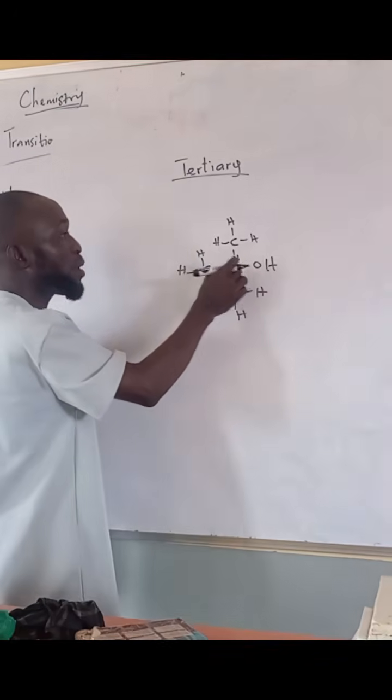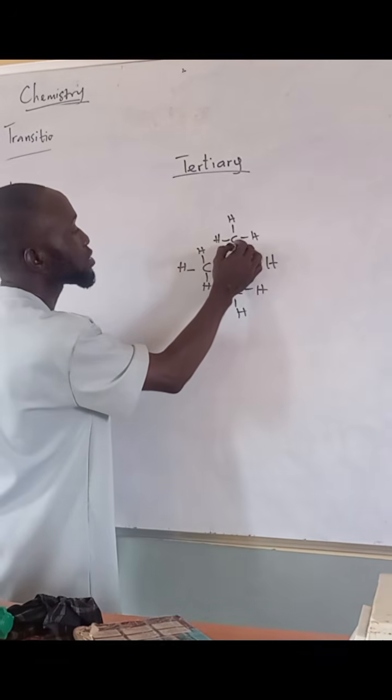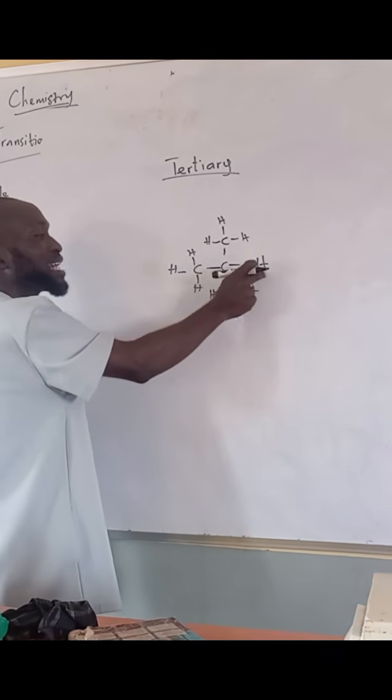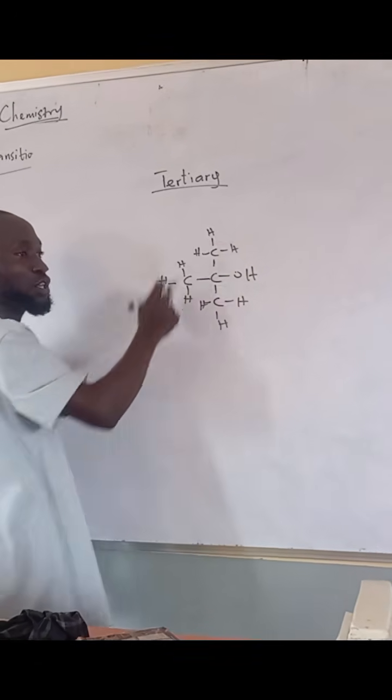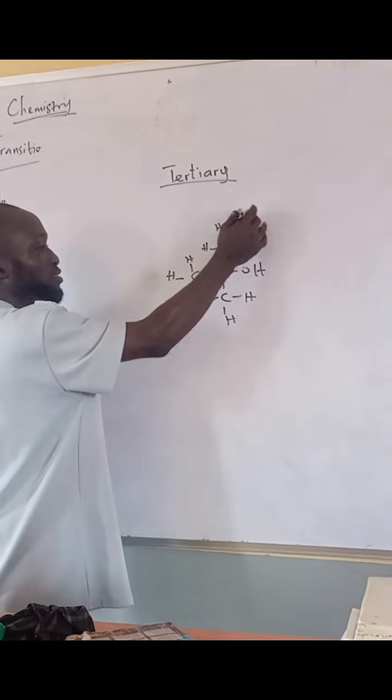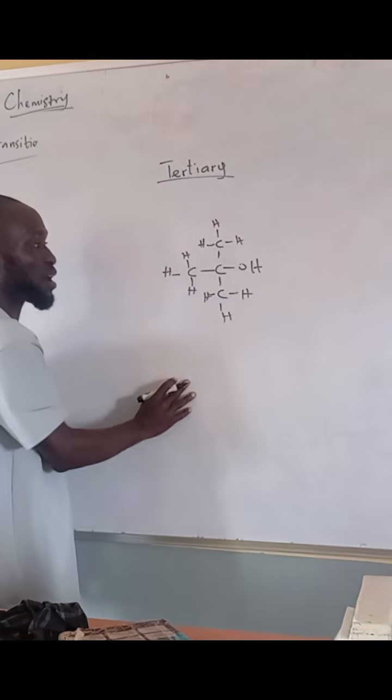Why? Because the carbon attached to the functional group is connecting to three other alkyl groups. So that makes it a tertiary alcohol.